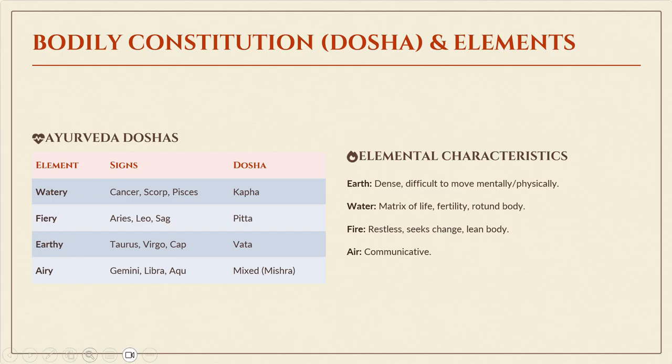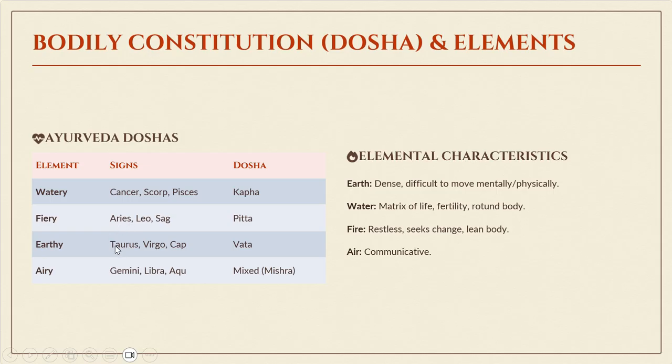Because if you remember the sequence, you can easily recall which Rashi it is. Let me show you how to remember this. Just remember A P V J. Now the first Rashi is Aries, A.